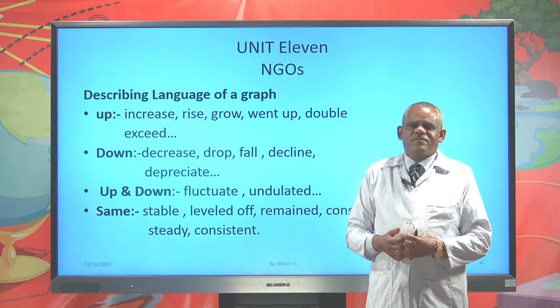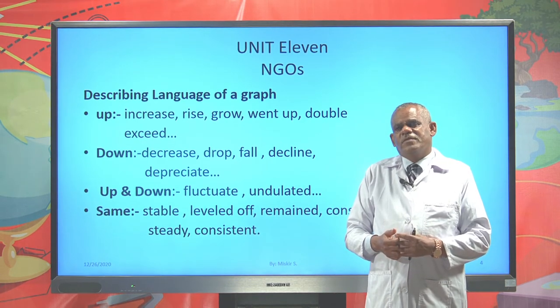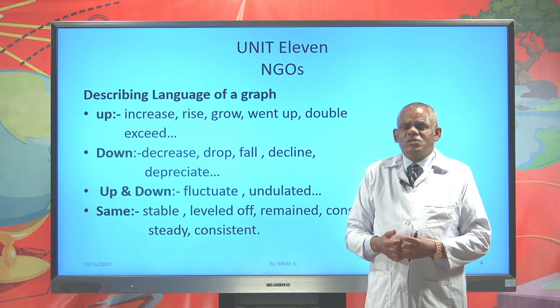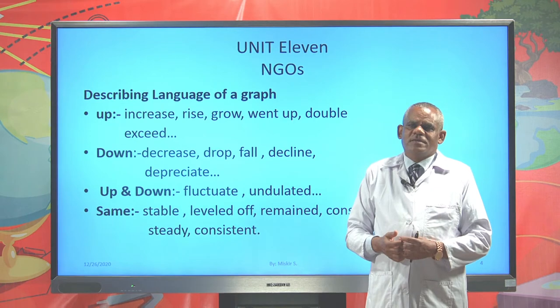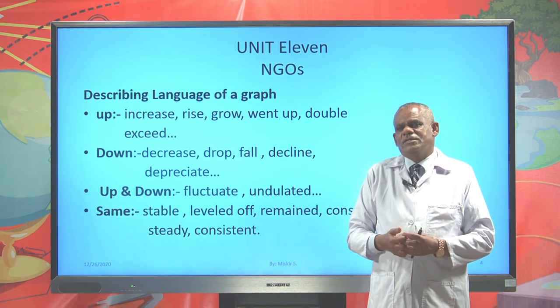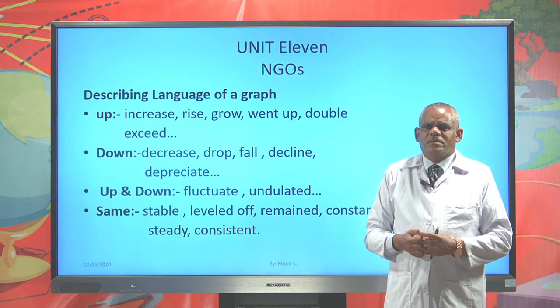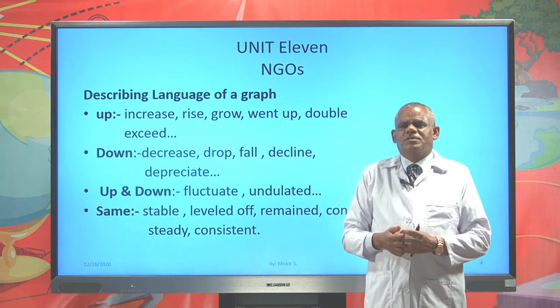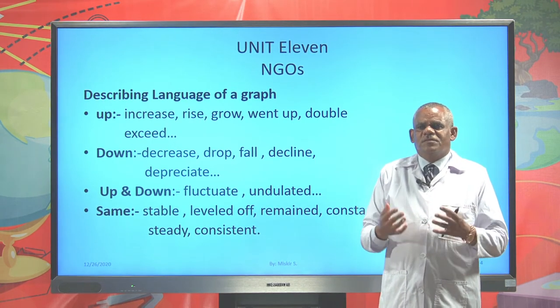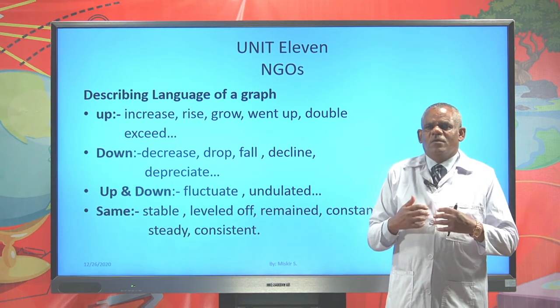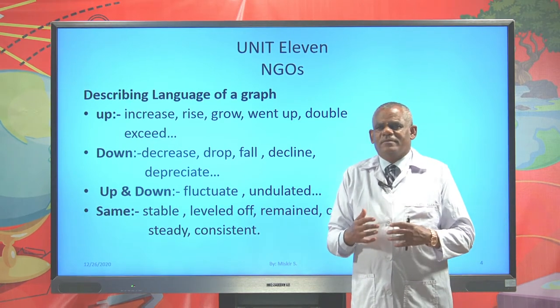So while we are familiar with these vocabularies, we are able to understand what the writer is talking about. So we can give our opinion or suggestion about that graph, about that description, based on the vocabulary knowledge that we have had so far. That's it.